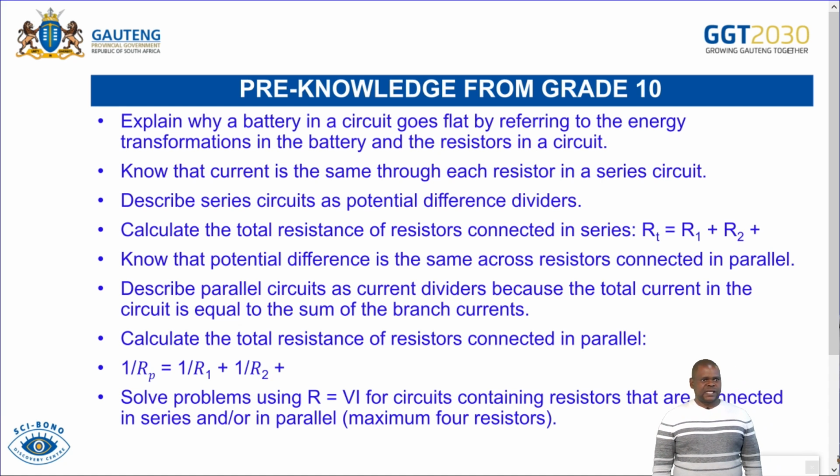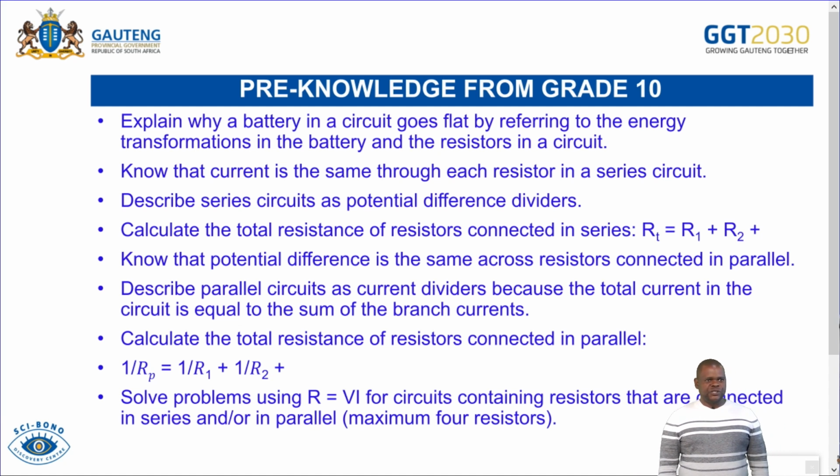Describe a series circuit as a potential divider. Calculate the total resistance of resistors connected in series. The formula that we're going to use is R total is equal to R1 plus R2, and if you have more resistors, you can add R3.